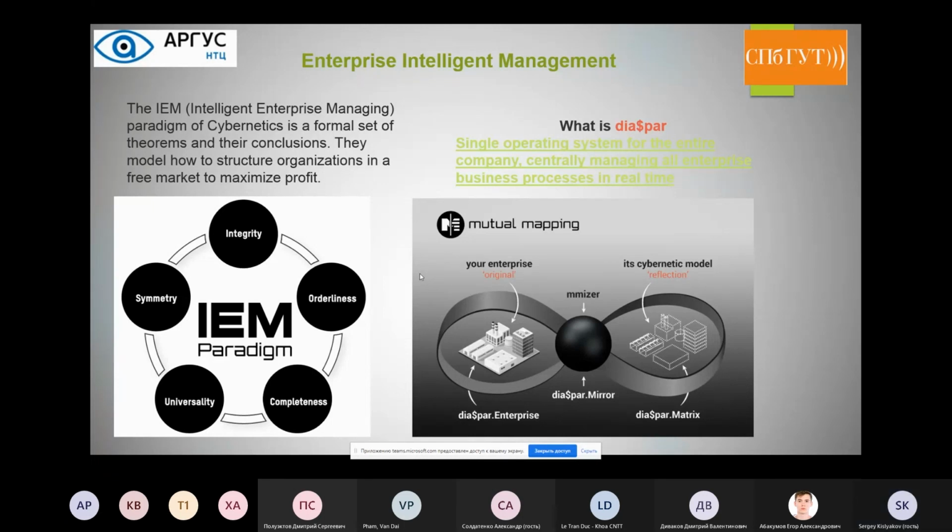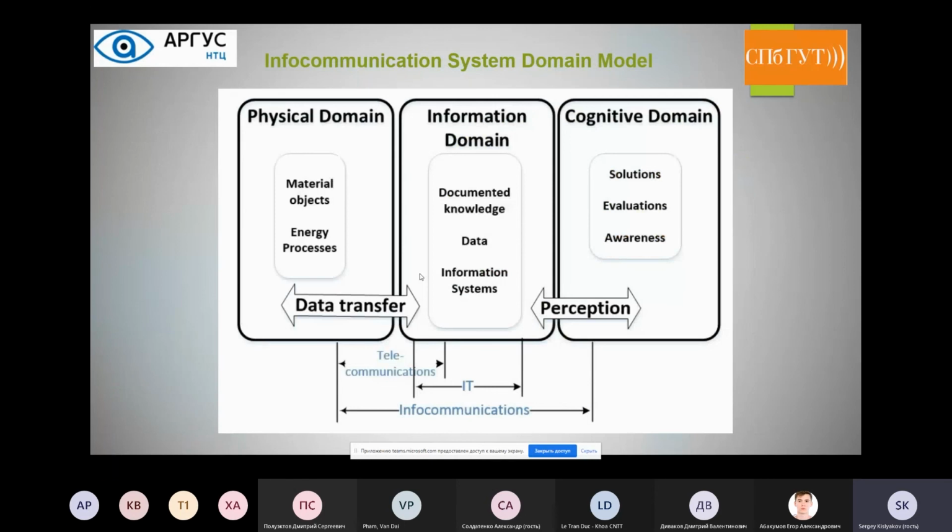So, to solve this problem, we decided to find a solution by building a kind of digital twin. Everything is at the beginning now, so I will try to explain the main idea. The information system domain model by Professor Sotnikov is used as a basic model. You can see it on the slide.